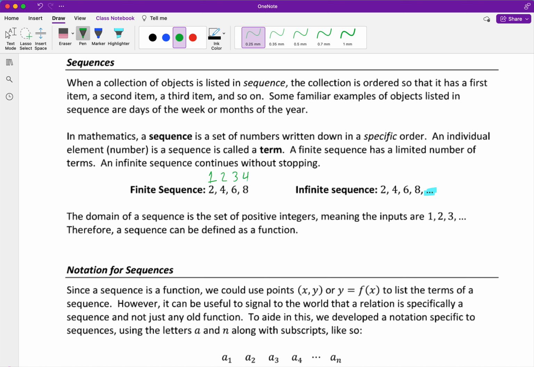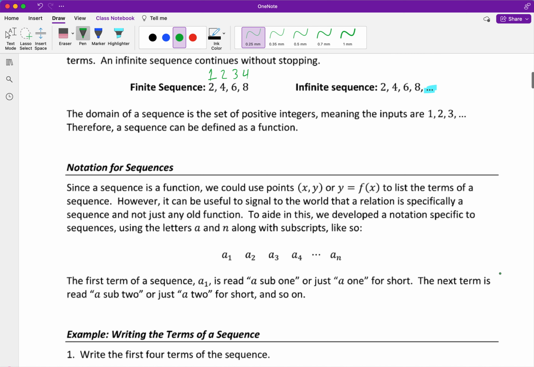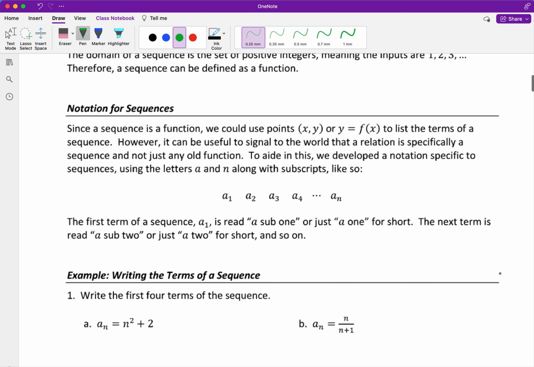So because of this input that we have going on here, and we can't ever get a different output from it, that means that technically sequences can be thought of as functions. Now, there's pros and cons to thinking of sequences as functions, and pros and cons to not thinking of them as functions. So we're going to introduce the notation as if they're not functions, and then periodically I'll be telling you how to connect it back to what a function would be.